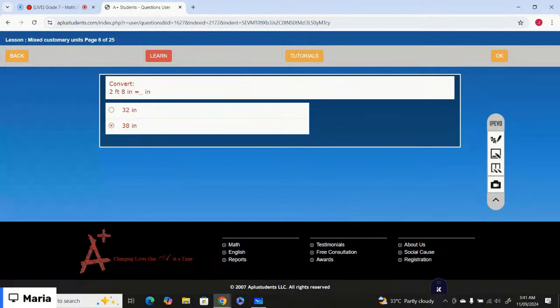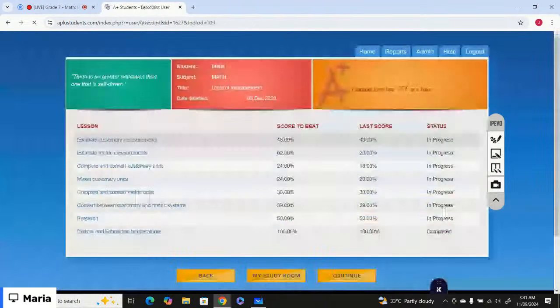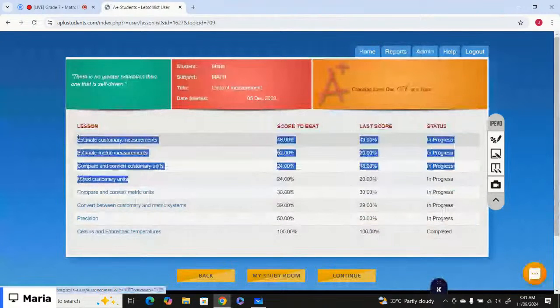So we were working on grade 7 math. The chapter we were working on is unit of measurement and the lessons we have covered today are estimate customary measurements, estimate metric measurements, compare and convert customary units and mixed customary units. So please make sure before the next session you complete all the practice questions for the lessons we just did. That is your homework until the next session, right?